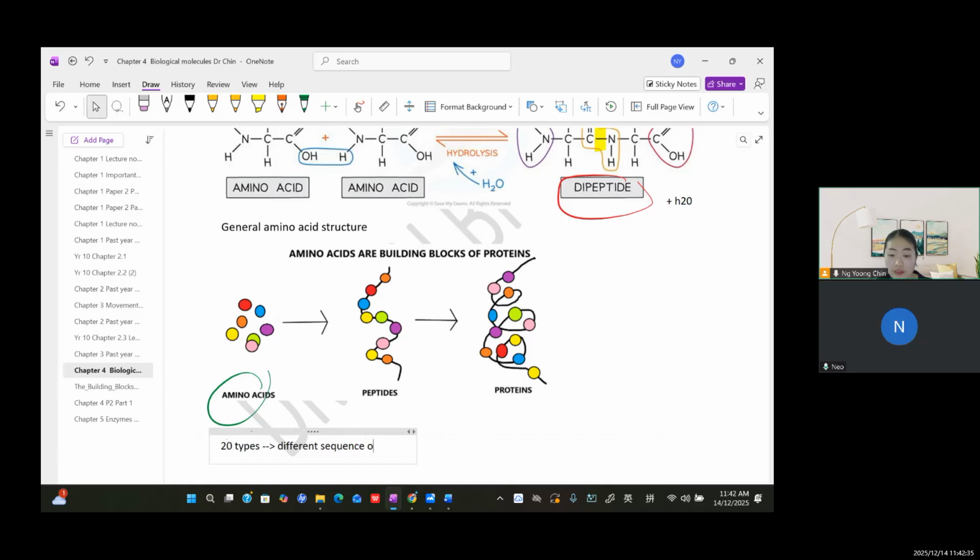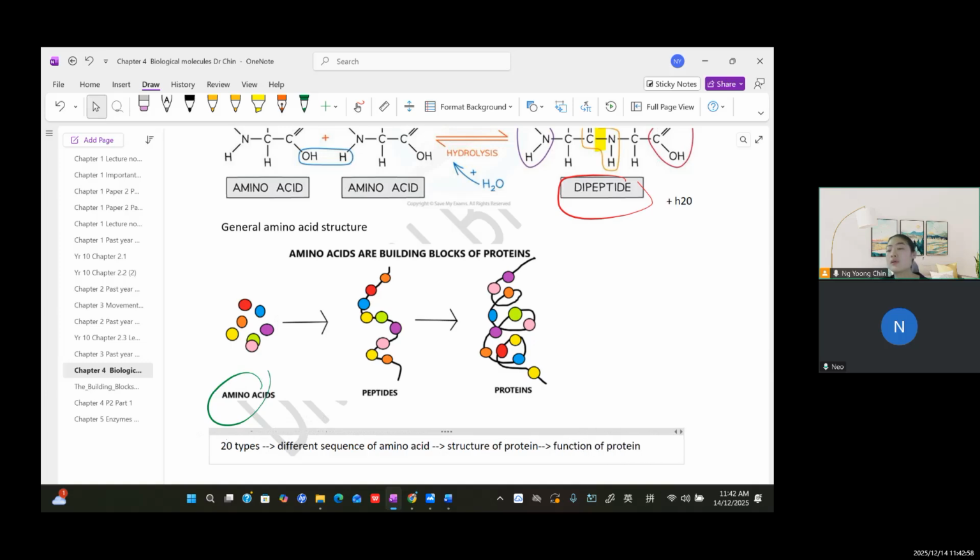Sequence of the amino acids. And then these different sequences of amino acids, later they will become what? Later they will become the different structures of the polypeptide chain, the proteins, okay? And then these different structures of protein will later have different functions of protein.